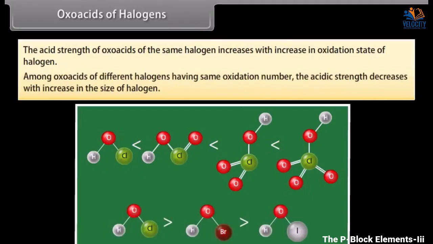Among oxoacids of different halogens having the same oxidation number, the acidic strength decreases with increase in the size of the halogen. For example, the acidic character of the hypohalous acid series is in the order: greater the size of the halogen atom, lesser will be its electronegativity, and hence lesser will be the acid strength of the acid.